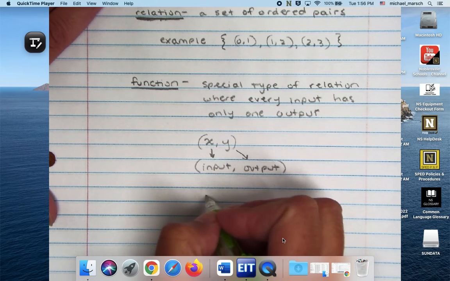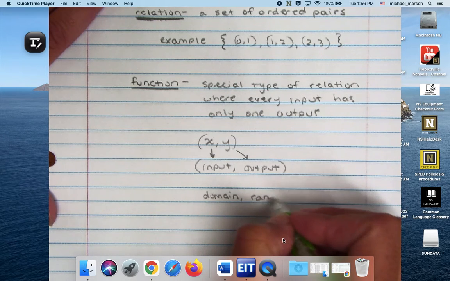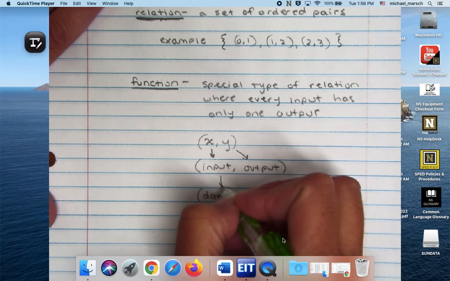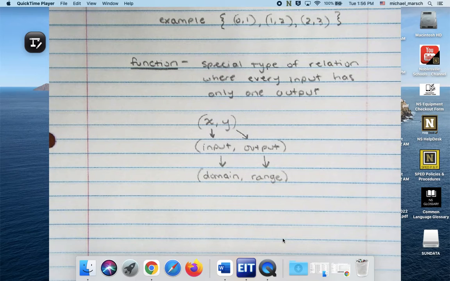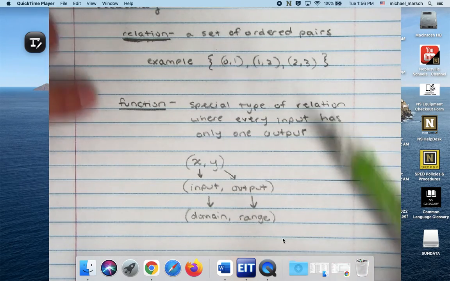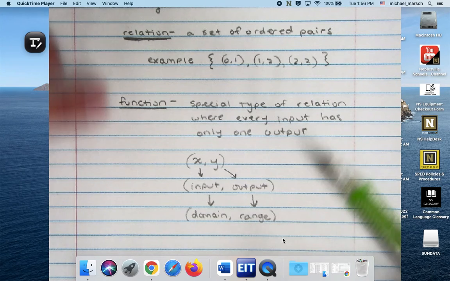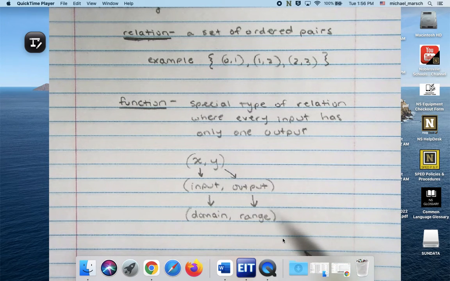The x input can also be referred to as the domain, and the y output can also be referred to as the range. So we've got some synonyms here, right? We're talking about the same thing, just different words for it. So we're going to be looking at different relations, sets of ordered pairs, to determine if they are functions today. So is this relation a function based on, does every input have only one output?